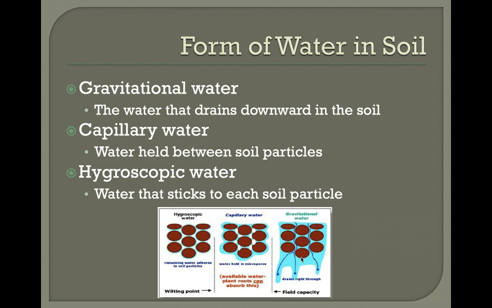There's different types of water. You've got the gravitational water, and that's the water that actually drains downward. I mean, gravity pulls us down. Gravity holds us down to the ground. And so as it is being pulled down through those soil particles, that is gravitational water.